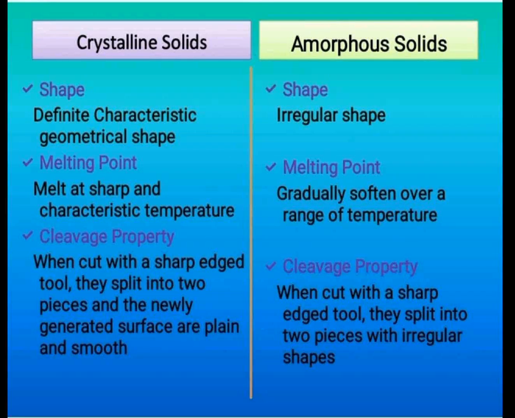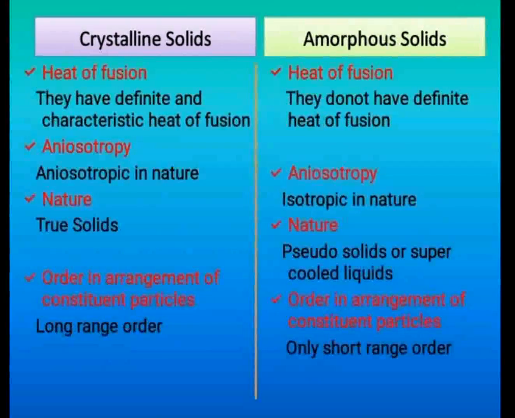Number 3, cleavage property. What is meant by cleavage? It is defined as the tendency of crystalline materials to split along definite crystallographic structural planes. In crystalline solids, when the crystals are cut with a sharp-edged tool, they split into two pieces and the newly generated surfaces are plain and smooth. In amorphous solids, when cut with a sharp-edged tool, they split into two pieces with irregular shapes.